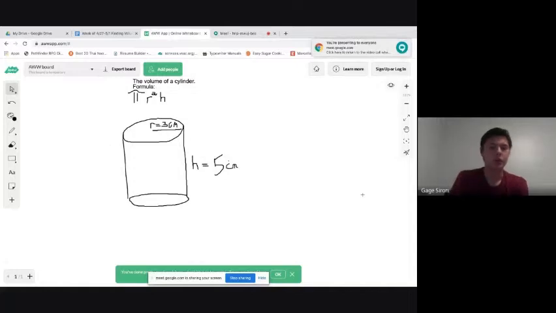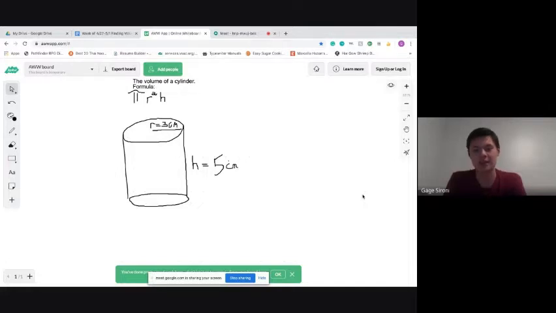Okay, so a cylinder, in case you just need a quick refresher, putting name to shape, a cylinder is basically a can or a cup. This here's a cylinder. It's got a round top and then a straight side down the side. When you find the volume of a cylinder, the formula is pi times radius squared times your cylinder's height.